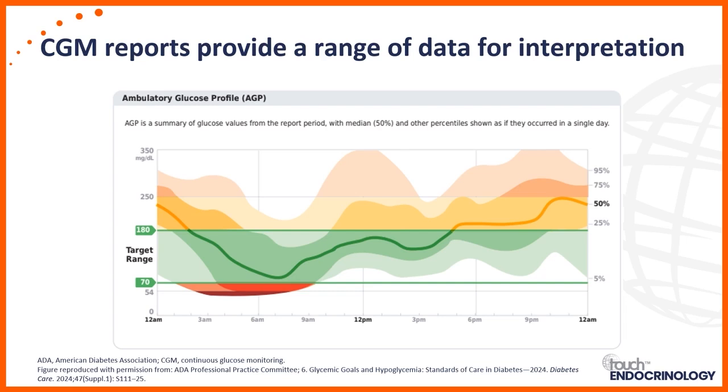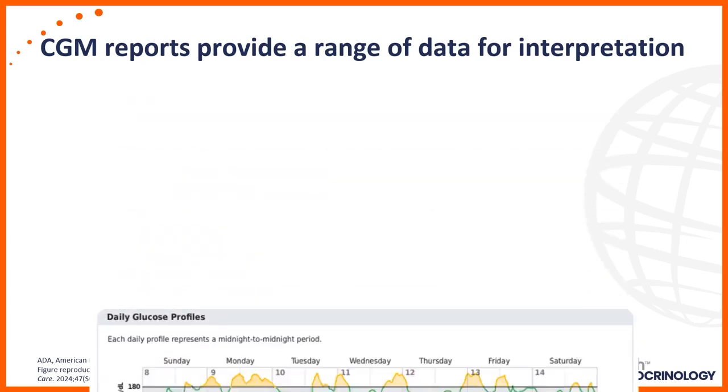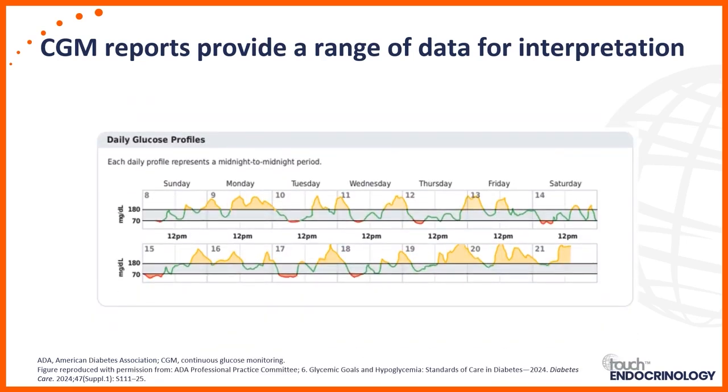And so this would be an individual, for instance, who possibly is on a sulfonylurea or on basal insulin, and those medications should probably be reevaluated and adjusted to eliminate or reduce that hypoglycemia as much as possible. So just one other tool there to see the patterns. And then if you want to drill down deeper, you can look at the daily profiles.